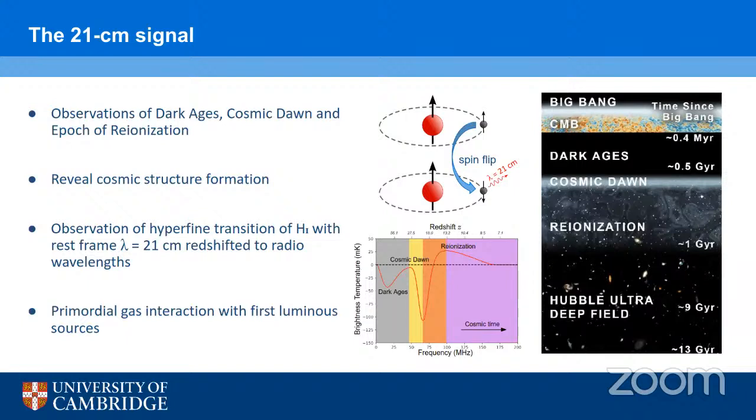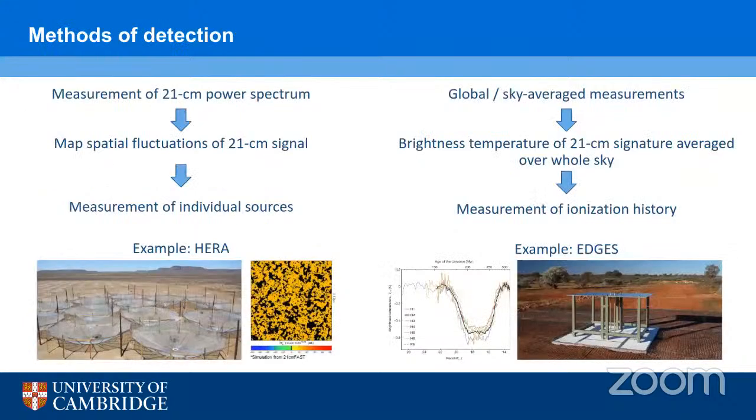It's called 21 centimeter astrophysics because we are observing the hyperfine transition of neutral hydrogen, which releases a rest frame photon with a wavelength of 21 centimeters, redshifted into the radio wavelengths. There are two methods of detection for the 21 centimeter cosmic signature, the first of which is the measurement of the 21 centimeter power spectrum. This would provide observations of individual sources. On the bottom here, we can see an experiment that uses this method of detection.